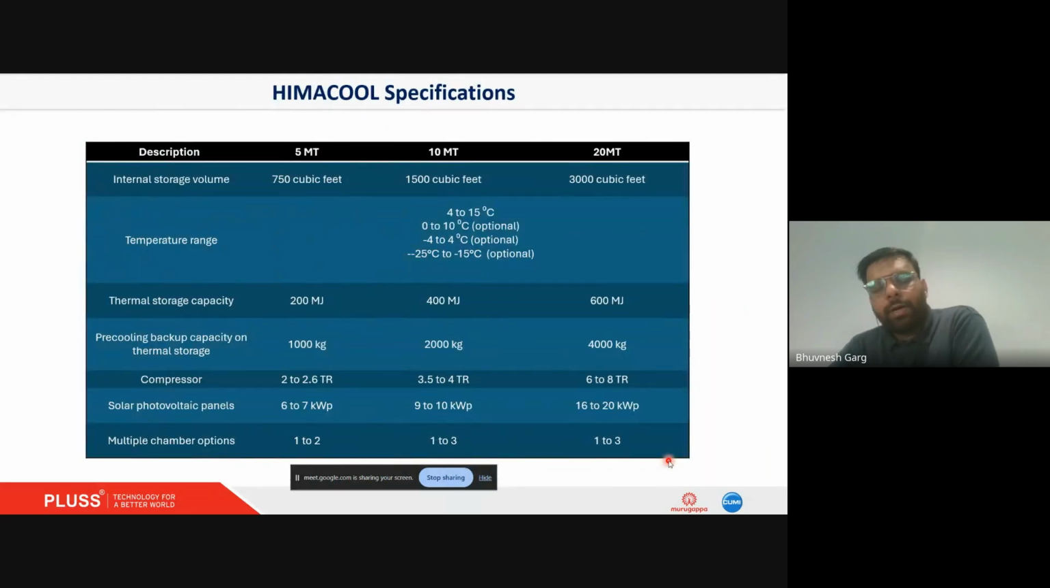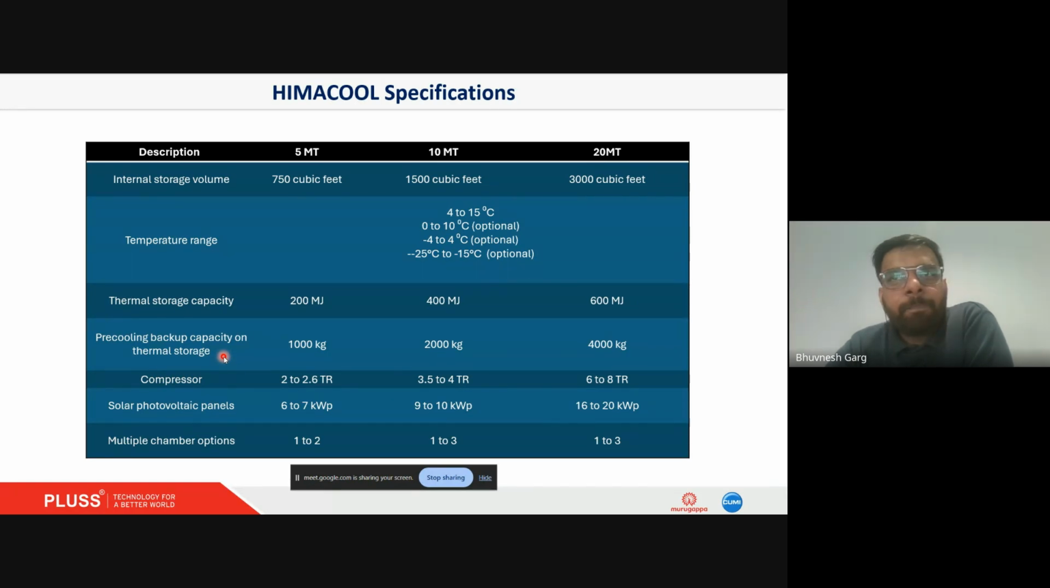So the specifications of this unit can be customized according to requirements. But as of now, what we are supplying to our customers is 5 metric ton, 10 metric ton, and 20 metric ton. This is the capacity of storing the food product inside that cold storage. How much energy needs to be stored? It is 200 megajoule in 5 metric ton, then 400 megajoules in 10 metric ton, and 600 megajoules in 20 metric ton.